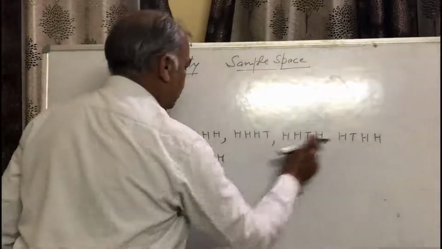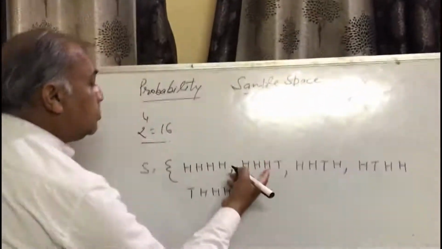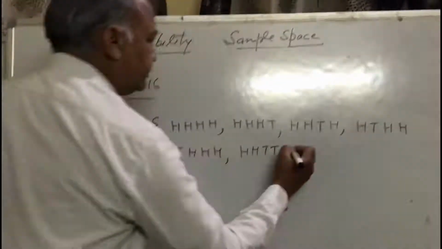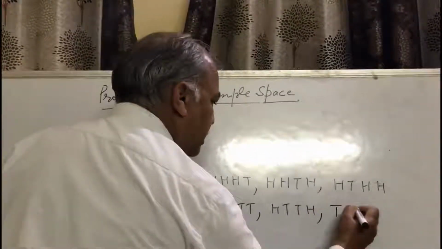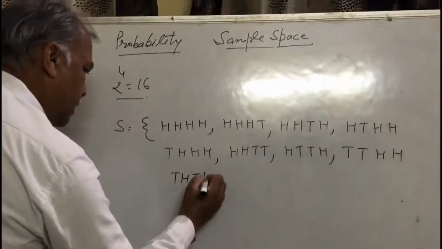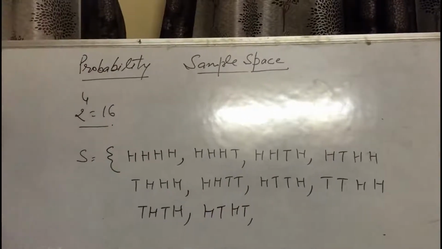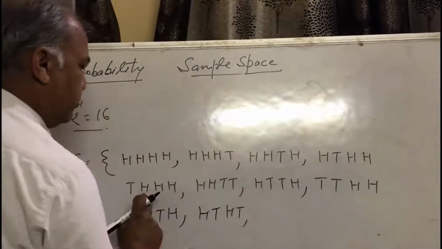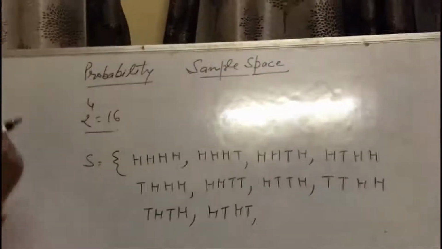1, 2, 3, 4, 5. Now we are writing again with 2 displacement. Head, head, tail, tail. Head, tail, tail, head. Tail, tail, head, head. Tail, head, tail, head. Head, tail, head, tail. Let us see how many elements we got. 1, 2, 3, 4, 5, 6, 7, 8, 9, 10. 6 elements are remaining. Let us try.